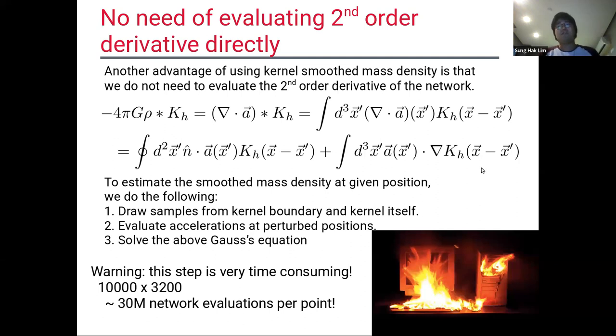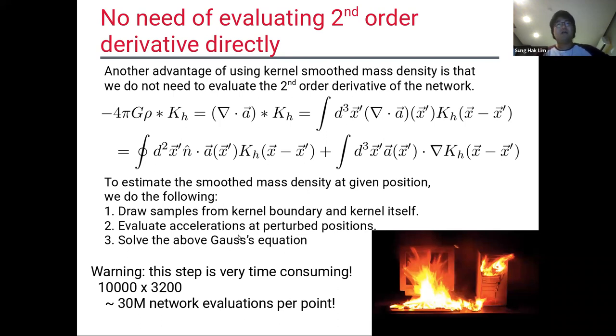To solve this equation, we do the following: draw samples from the kernel boundary and the kernel itself in order to evaluate these two terms, evaluate the acceleration at this perturbed position x prime, and solve Gauss's equation. Be careful that this is really time consuming. Considering the number of network evaluations for acceleration estimation, I said previously that we draw 10,000 samples from the normalizing flow. That means at least 10,000 network evaluations are needed.